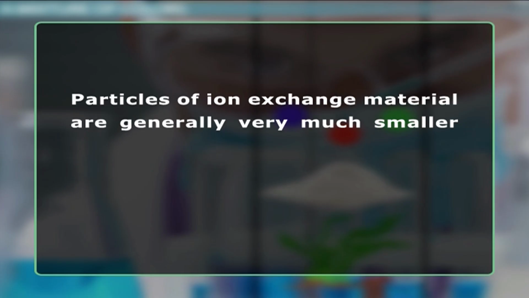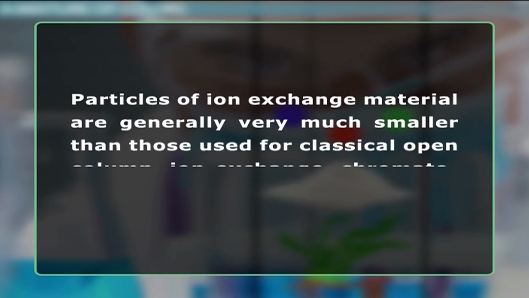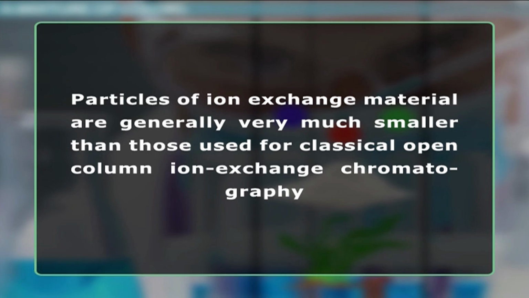In modern ion exchange chromatography, the usage of high-efficiency ion exchange materials combined with flow-through detection has overcome these challenges. Separations are performed on a column filled with ion exchanger as particles of uniform size. The particles of ion exchange material are generally much smaller than those used for classical open column ion exchange chromatography. However, ion exchange resins used in modern chromatography have lower capacity than older resins.